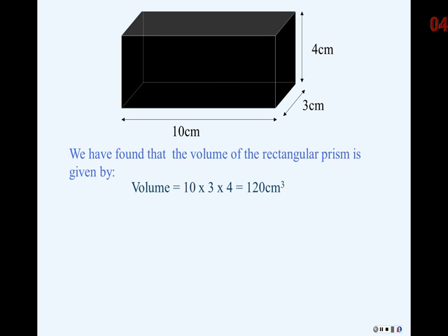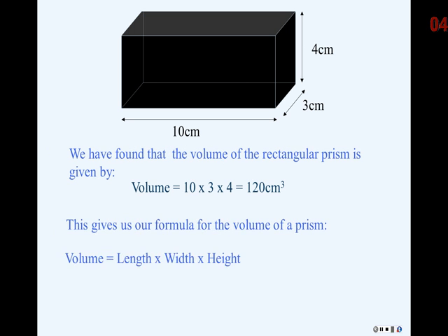So the formula that we can use is the volume is equal to the length times the width times the height when you have a rectangular prism. So that's the formula for a rectangular prism. You'll notice on the abbreviations, V stands for volume, L stands for length, W stands for width, and H stands for height. So you can abbreviate it as well.